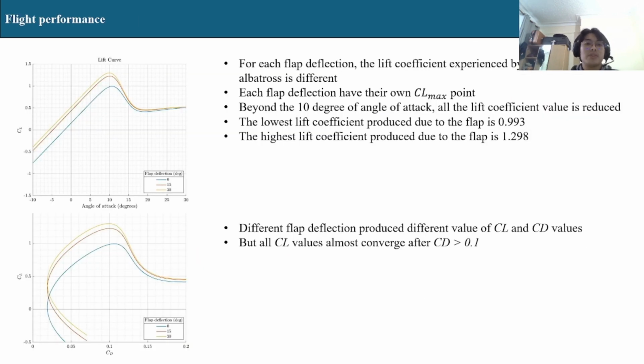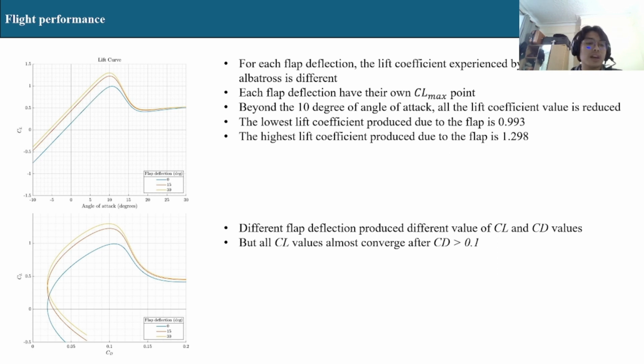And in terms of the flight performance, for each flap deflection, the lift coefficient experienced by the wing of the Albatros is different, and each flap deflection has its own max lift coefficient point. But beyond the 10 degree of angle of attack, all the lift coefficient values are reduced. And the lowest lift coefficient produced due to the flap is 0.993, while the highest lift coefficient is 1.298.